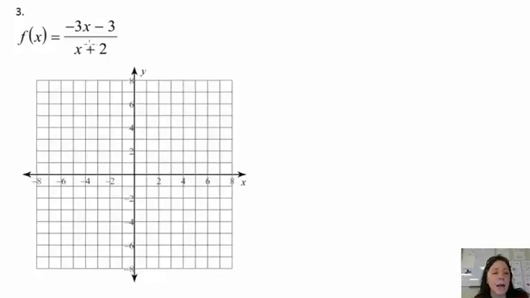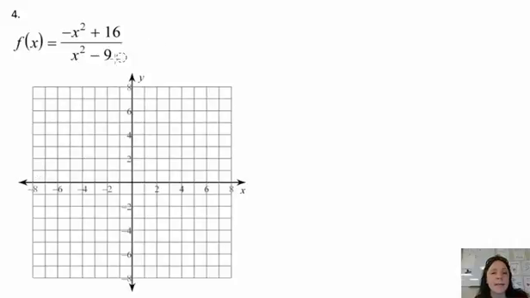So here I have just x plus 2 in the denominator, so I'm going to set that equal to 0 because we can't have division by 0. That is always, always, always where our vertical asymptotes will be. And I'm going to sketch in a vertical asymptote here at -2. Moving to the last problem.